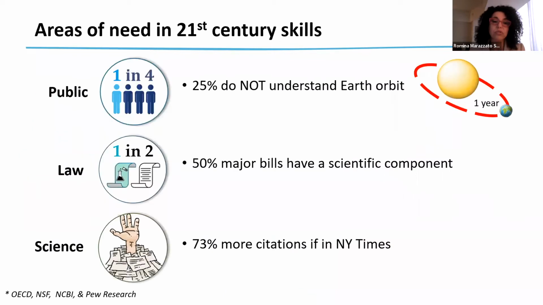A couple of examples: the public, 1 in 4 American adults does not understand what the orbit around the sun means. 50% of our bills, of our legal projects in Congress include scientific and technical components that the ultimate users of that law and the developers do not understand. Applications that are not fostering communication and clarity for collaboration.